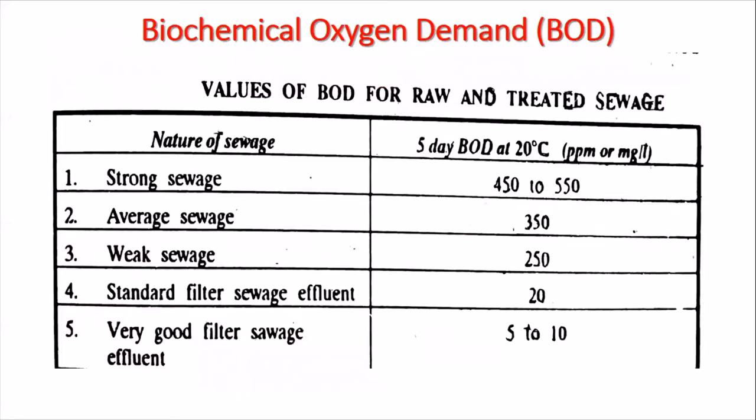So, the value of BOD for raw and treated sewage. In the first column, the nature of sewage, and in the second, the value of BOD 5 at 20 degrees Celsius. First, strong sewage: the value of BOD is 450 to 550 ppm or mg per liter. Average sewage: the value of 5-day BOD is 350 mg per liter. In case of weak sewage, the value of BOD is 250 mg per liter. For standard filter sewage influent, the value of BOD is at 20. And for a very good filter sewage influent, the value of BOD decreases to 5 to 10 mg per liter at 20 degrees Celsius.